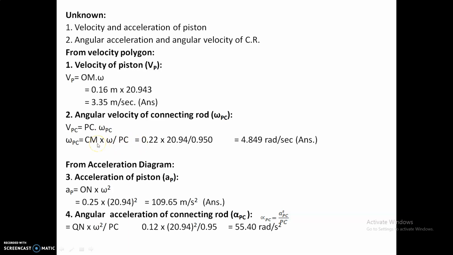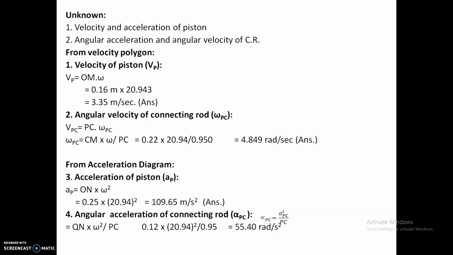So CM you know from the velocity polygon; you take the CM length and multiply by scale. So that value of 0.22 into omega divided by length of PC, which is given in the problem as 0.950 meter. So keeping all those values, you will get the omega of PC. So the angular velocity of connecting rod PC is equal to 4.849 rad per second. This is the second unknown, determined from the velocity polygon.